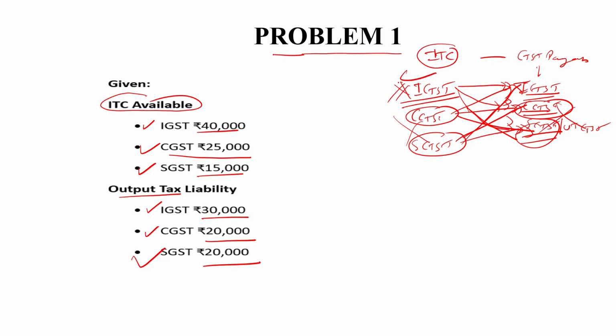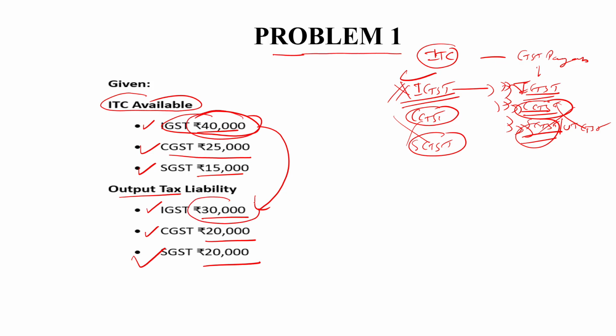Now as per this rule, we have to first use IGST. So IGST input is used to set off IGST liability. We have 40,000 but we just need to pay 30,000. So 40,000 minus 30,000, 10,000 is remaining. We can cancel this totally, and here around 10,000 is remaining.